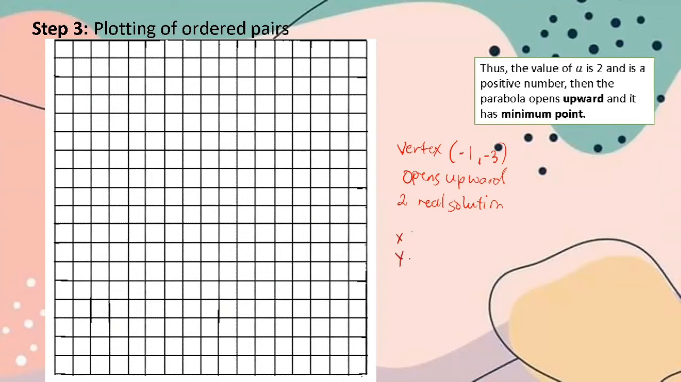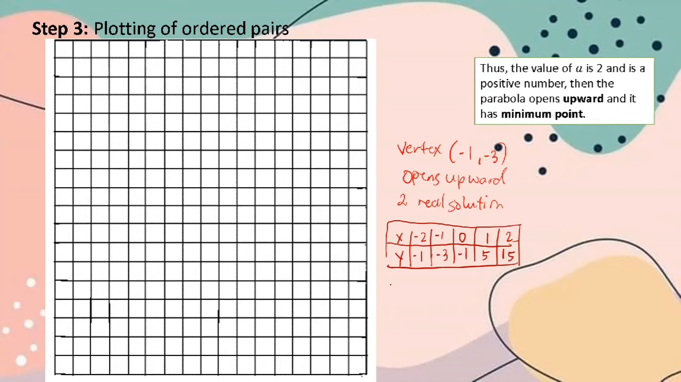So, let's say we have negative 2, negative 1, 0, positive 1, and then positive 2. And then, the value of y na nakuha natin is negative 1, negative 3, negative 1, positive 5, and positive 15. So, ang gagawin lang natin is to plot the table of values. No? So, the first coordinate that we have is negative 2 and negative 1.